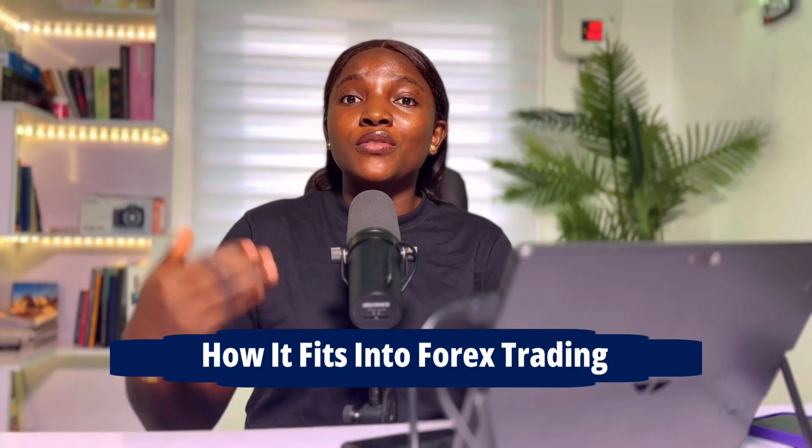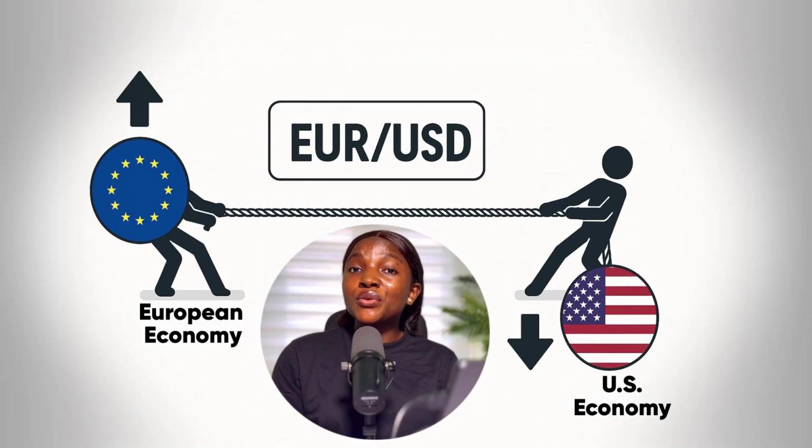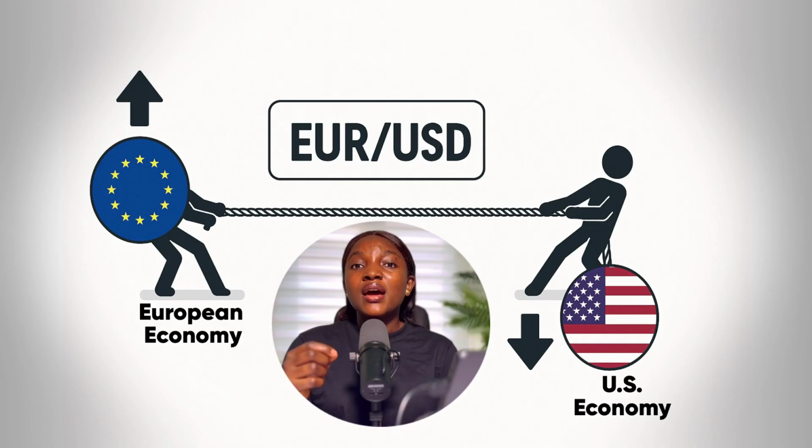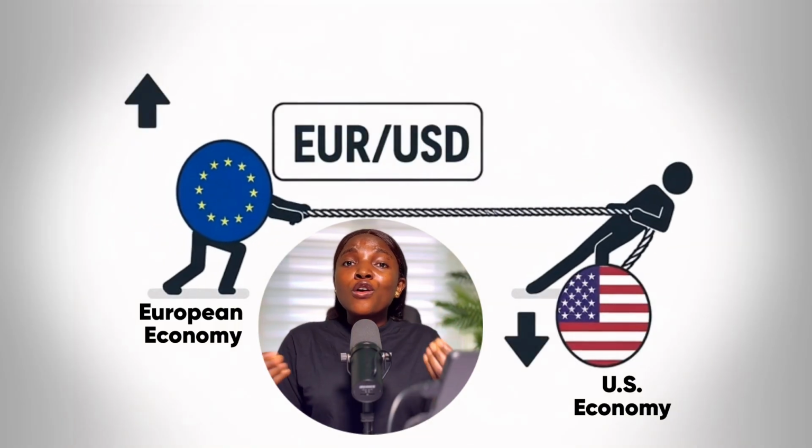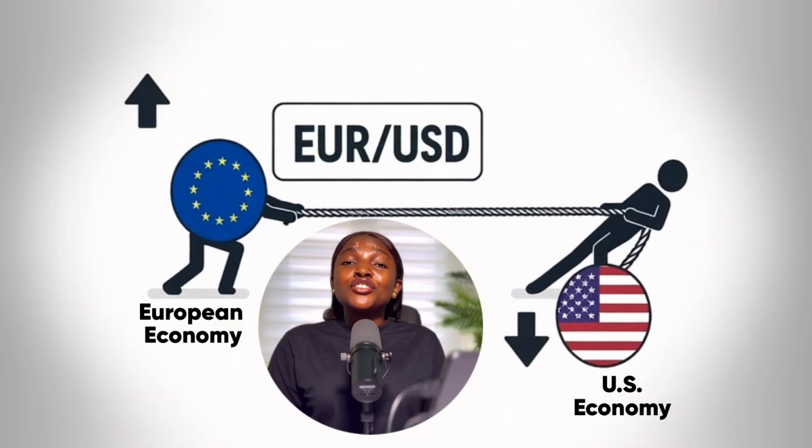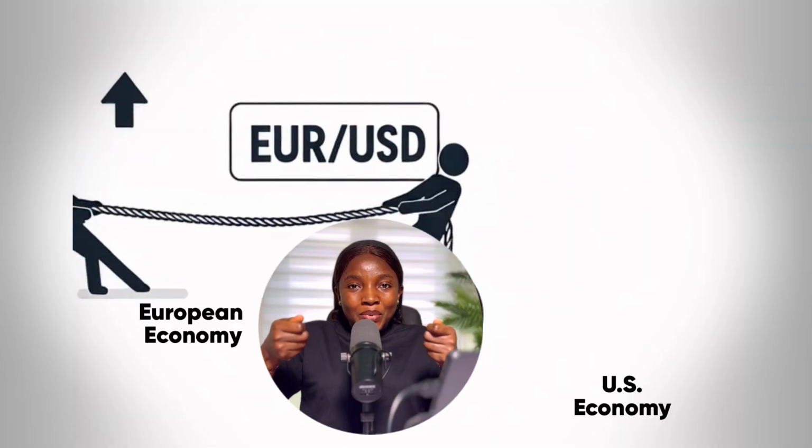Now here's how all of these fit into Forex trading. Every currency pair that you trade represents two countries and two economies. When you trade Euro USD, you are not just looking at charts, you are comparing the European economy to the US economy. If the Eurozone performs better than the US, Euro USD will rise. And on the other hand, if the US performs better than the Eurozone, then Euro USD will fall. It is like a tug-of-war between two economies, and the stronger economy pulls the currency price to its side.